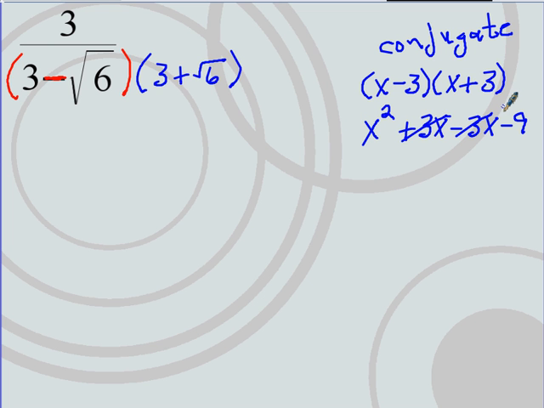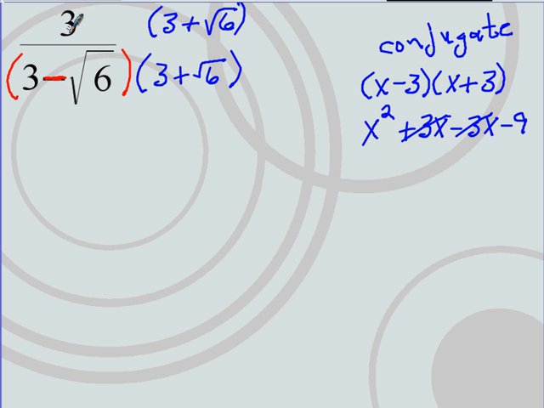So did we have to multiply all 4 terms together? No. X times x, 3 times 3. That's all you have to multiply with conjugates. So let's clean this up. And I told you this is legal as long as you do the same thing to the top. All you're doing is changing the fraction.